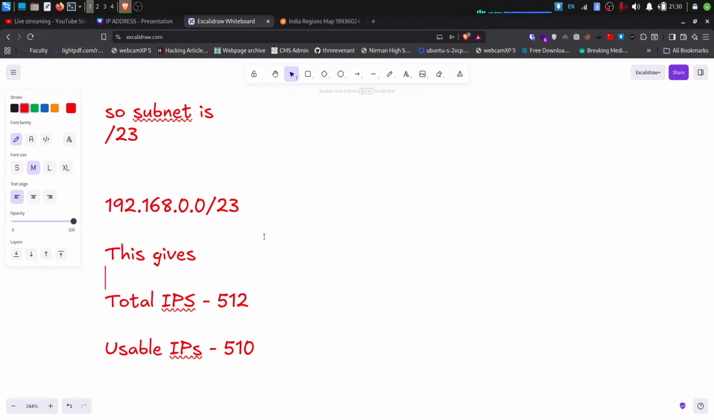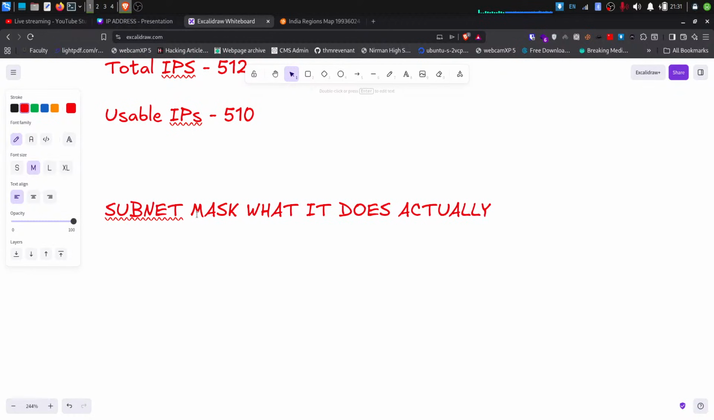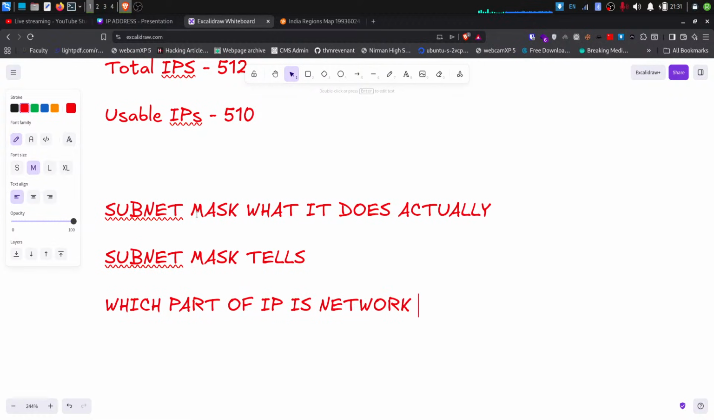And now this is the basic understanding for the subnet mask. Okay, so subnet mask, what it does actually. Subnet mask tells us which part of the IP is the network and which part of the IP is the host.